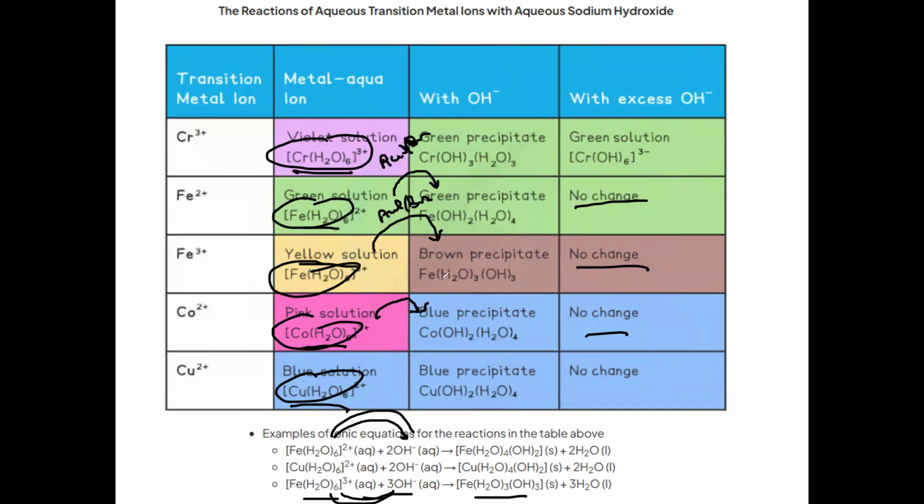Same thing with cobalt. It will form a blue precipitate because of cobalt hydroxide and no reaction, so it's not amphoteric. With copper, it will form a blue precipitate and again no reaction. It also indicates that it is not amphoteric. Is it clear? Any question or doubt till this point?